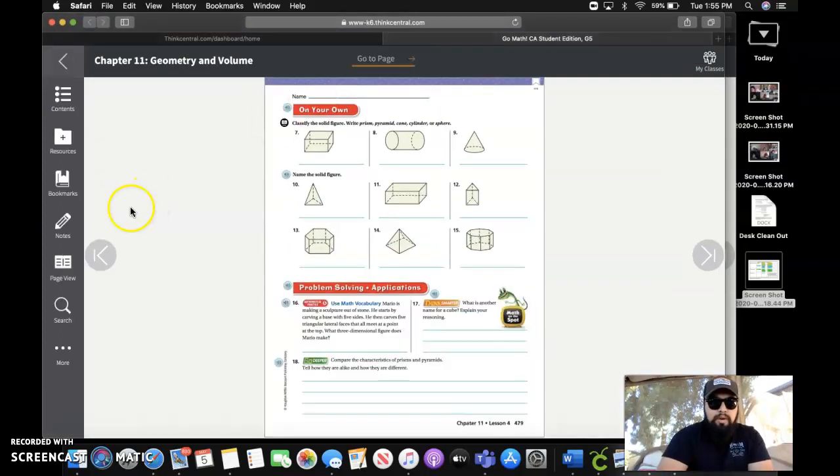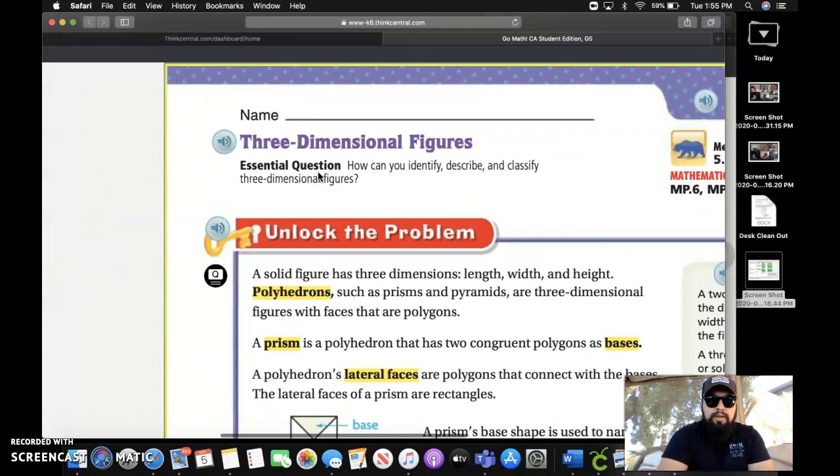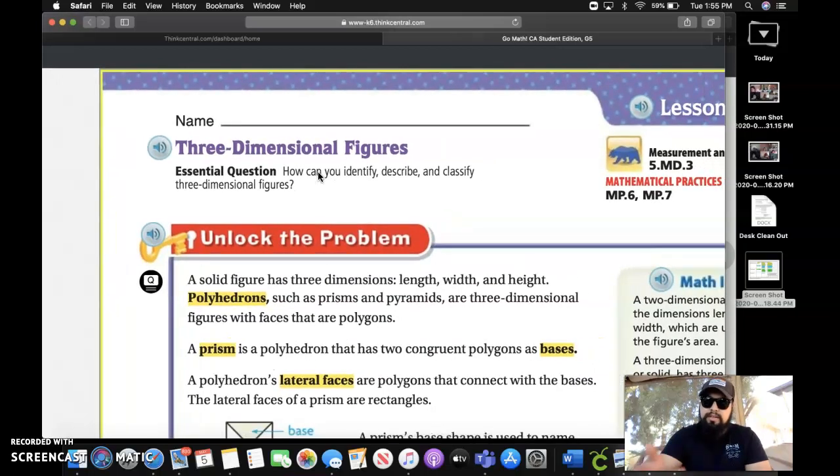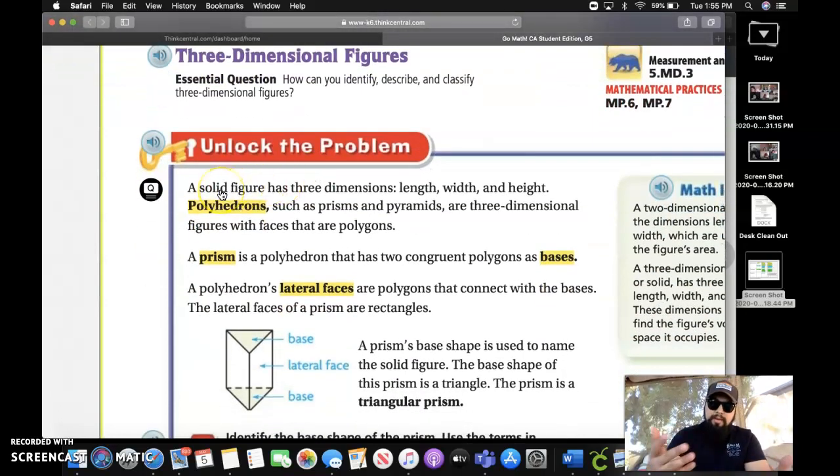Okay, so to wrap up this video, the REQ was how can you identify, describe, and classify 3-dimensional figures. For these 3-dimensional figures, we were talking about polyhedrons. Okay, prism or pyramid. It's a prism, 2 bases. It's a pyramid, 1 base. Okay, the bases tell us how many lateral faces we're going to have on our shape.